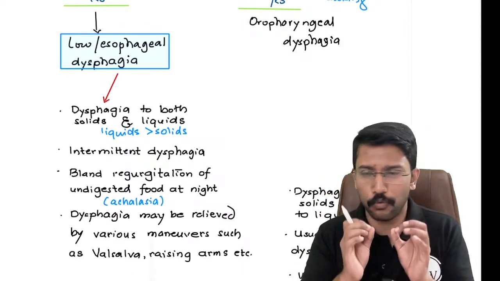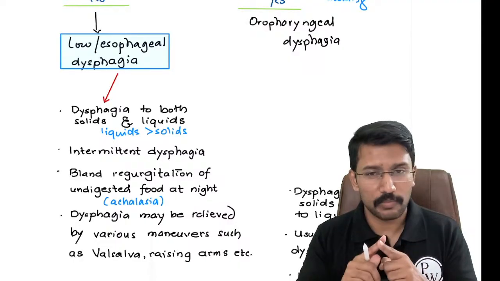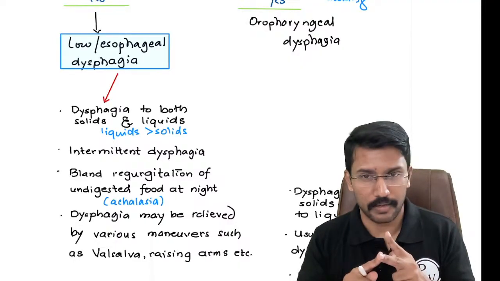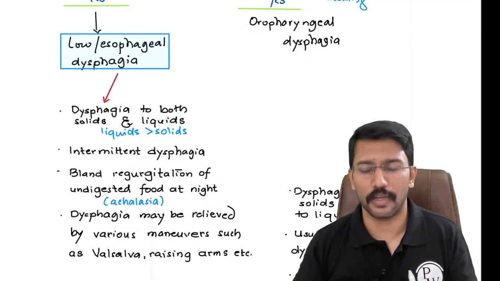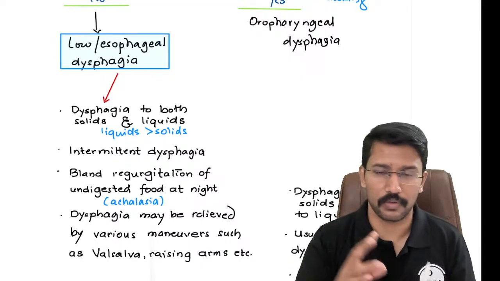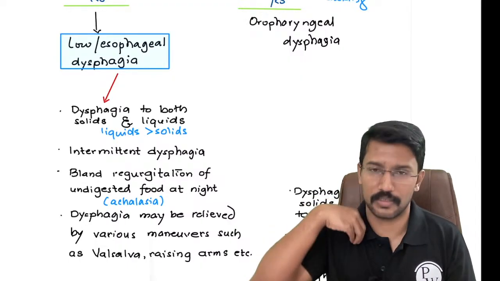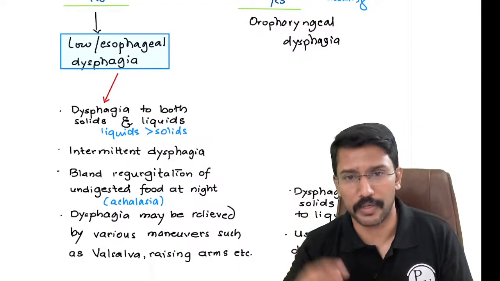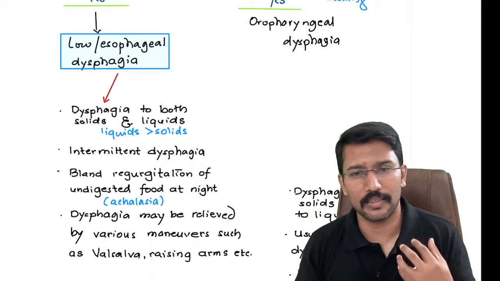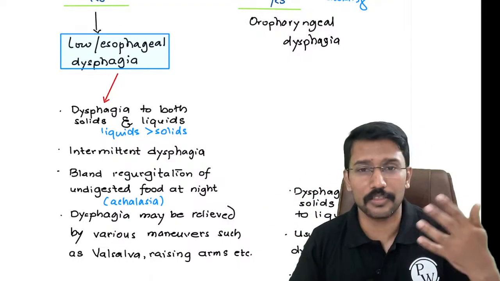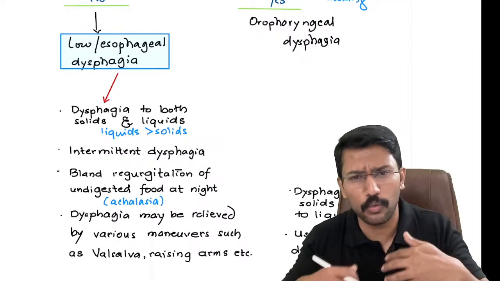Bland means the food does not smell bad, putrid or taste bad. Basically, whatever food you have taken that is in the esophagus comes out. But in Zenker's diverticulum, the food that you take goes into the diverticulum and stays there for a prolonged period. Usually in achalasia cardia, you just regurgitate what you ate the previous night. So next morning you regurgitate that.